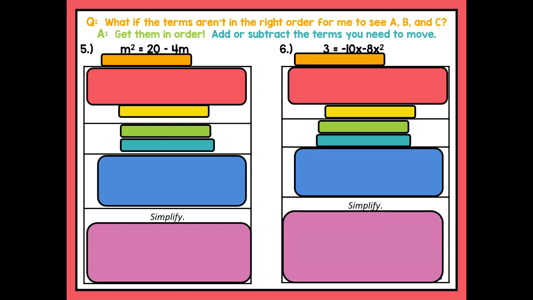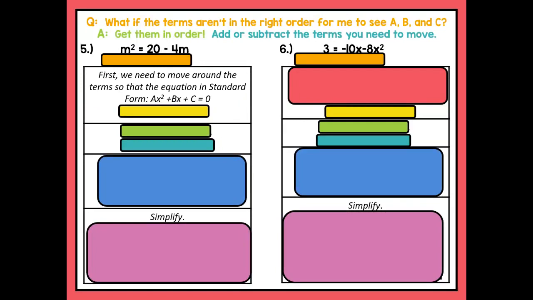m squared equals 20 minus 4m. It's definitely not in standard form. We need everything over on the left side, and then we need them rearranged. Remember, standard form looks like the squared term first, then the regular x to the first power, and then the constant c. So we need to add 4m to both sides to move that piece over, and subtract 20 from both sides to move that piece over. So there we go. After we've done that rearranging, here we have our equation in standard form.